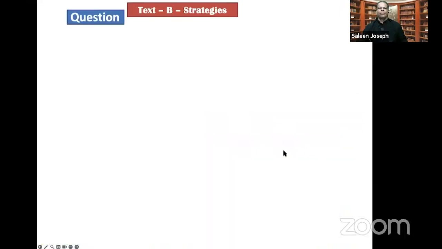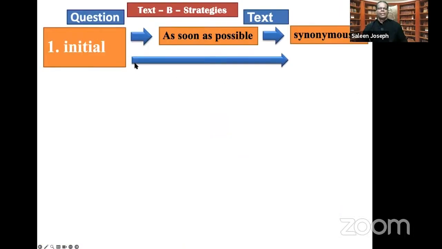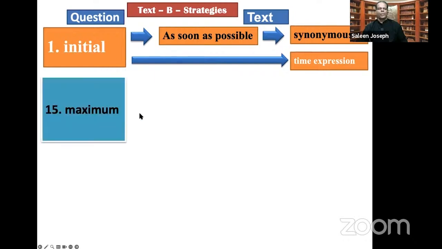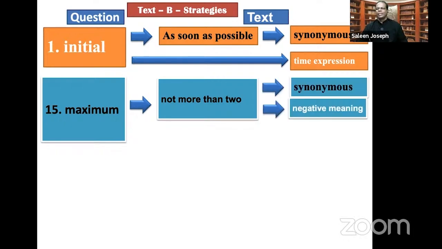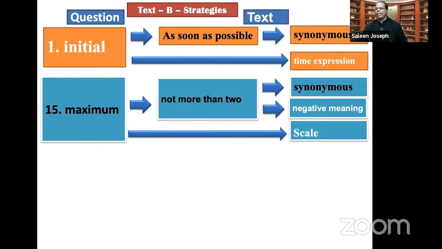Now, text B, I am not going to analyze the whole thing. Synonyms, see, initial, as soon as possible. Initial is the time expression. Maximum. Text says no more than 2. No more than 2 means 2 is the maximum. Okay, that's what I said, negative expression, and this is a synonymous expression as well as negative meaning. Scale is used, maximum, minimum.